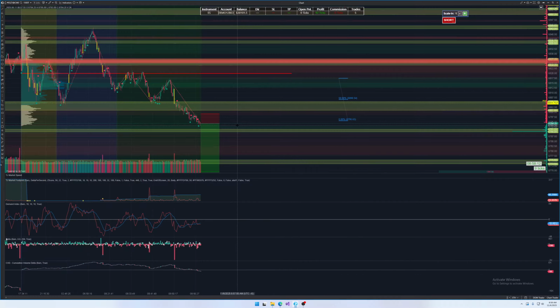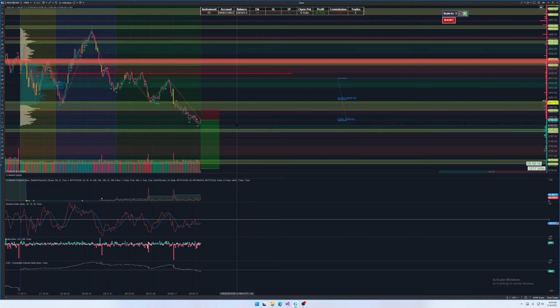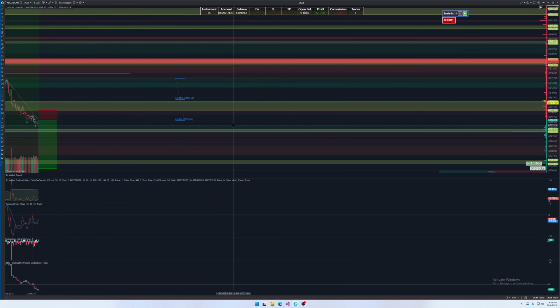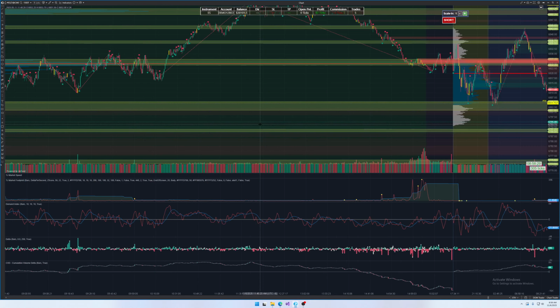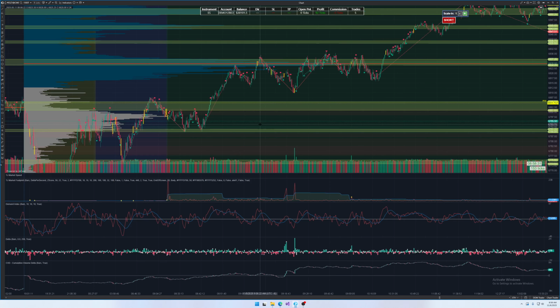So let's see how the market reacts here. I'm assuming, but you know, you should never trade based on assumptions. I'm assuming that the market will bounce off here and go back over there. Oh, that's just a little trader assumption.